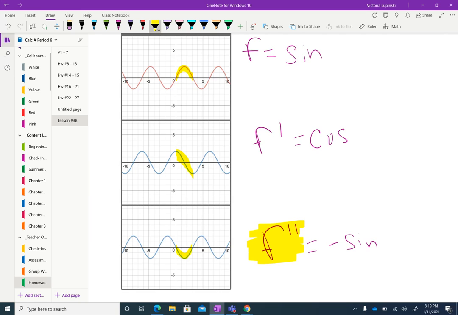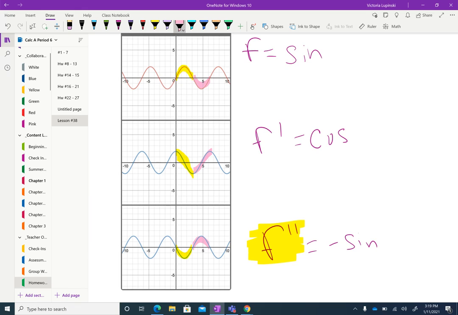Then if you take a look at where the second derivative is positive, that's supposed to be where the first derivative is increasing. And that's supposed to be where the original function is concave up. So hopefully you would agree that in all these instances it matches up exactly.